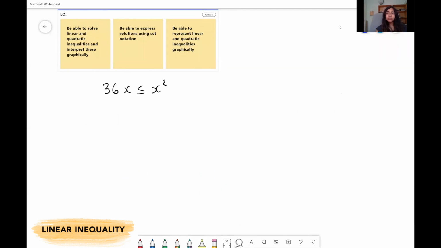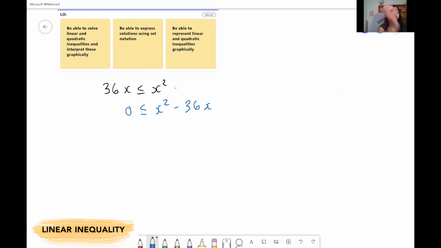Okay, so now moving on to quadratic inequalities and solving them. Like what we were doing before, we just want all the x's to be on one side. So in this case, you would just subtract 36x from both sides. So you'd get 0 is less than or equal to x squared minus 36x, and then it just looks like a normal quadratic equation that we want to solve.